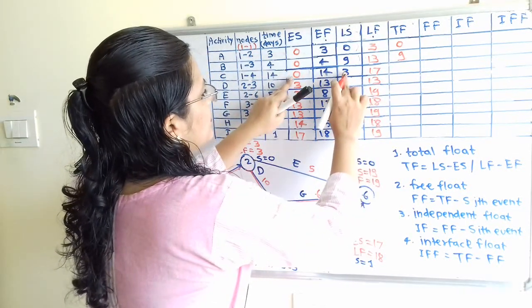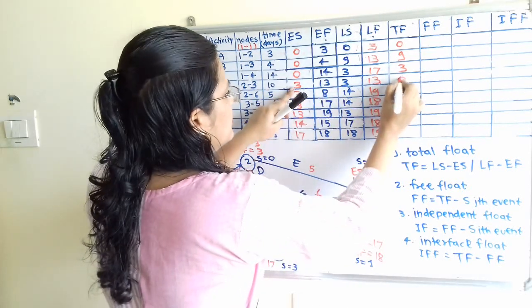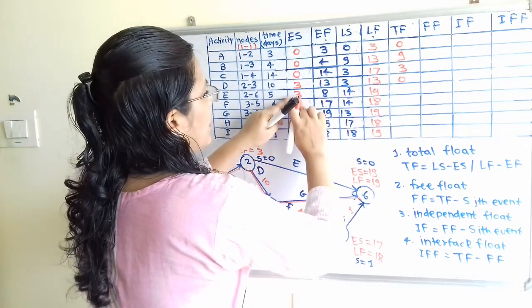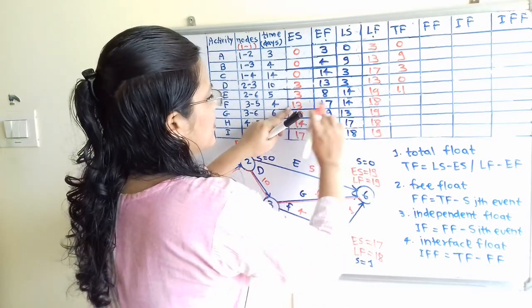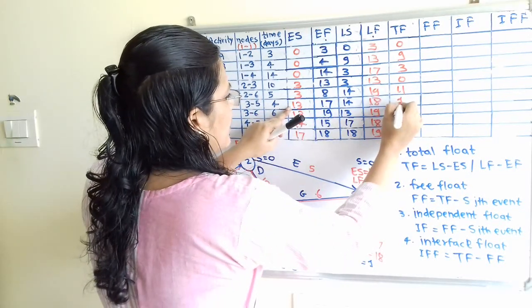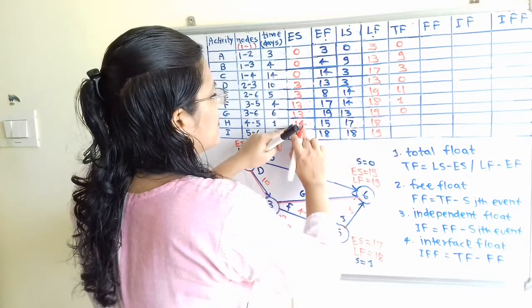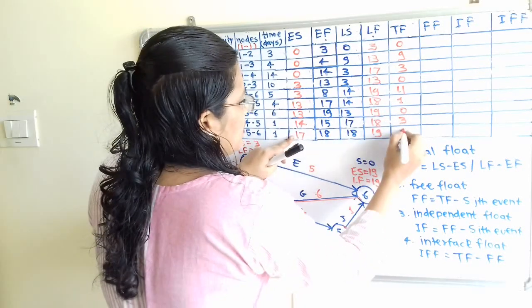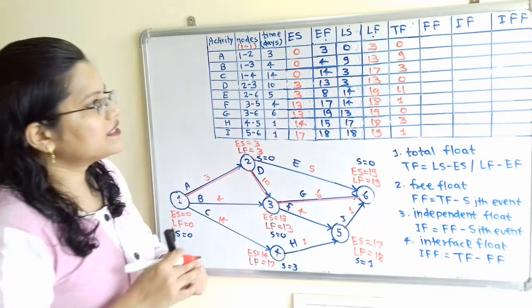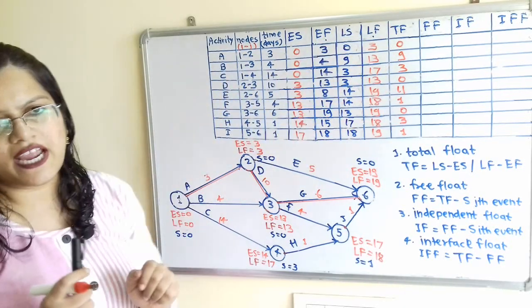Then again 3 minus 0, that is 3. Then 3 minus 3, it is 0. Then 14 minus 3, that is 11. Then 14 minus 13, that is 1. Then 13 minus 13, 0. 17 minus 14, that is 3. 18 minus 17, that is 1. Now this is the value of total float for each activity.